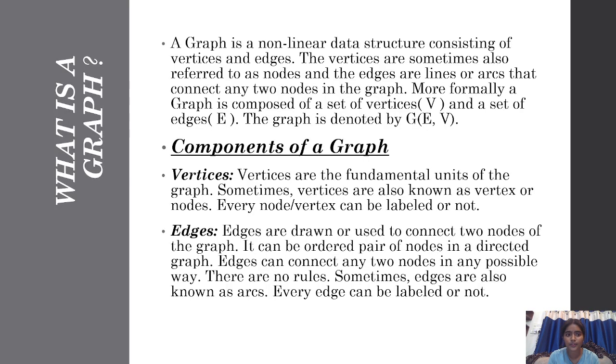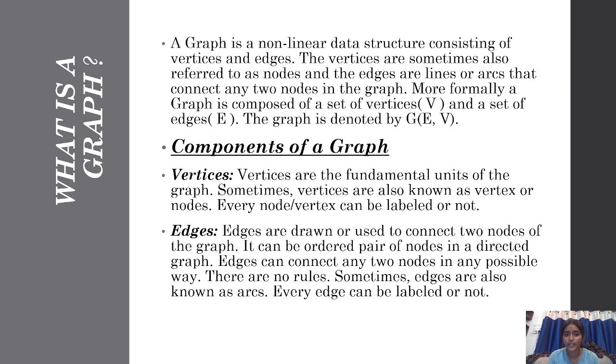So, what is a graph? A graph is a non-linear data structure consisting of vertices and edges. The vertices are sometimes also referred to as nodes, and the edges are lines or arcs that connect any two nodes in the graph. More formally, a graph is composed of a set of vertices V and a set of edges E. So the graph is denoted as G(V, E).